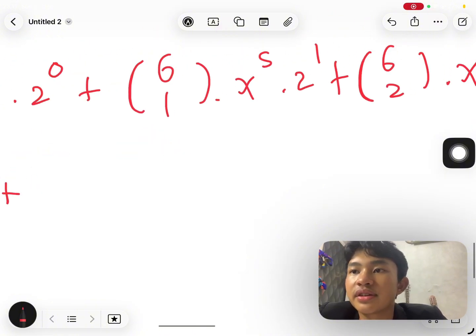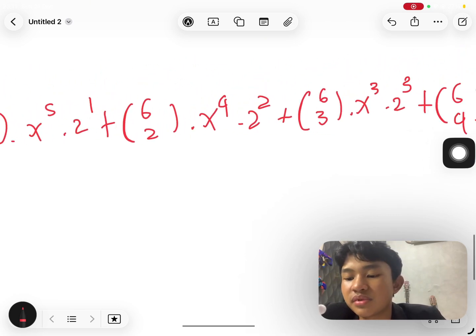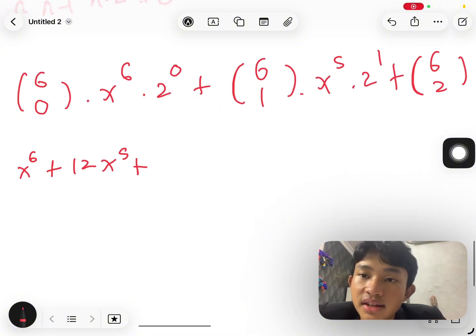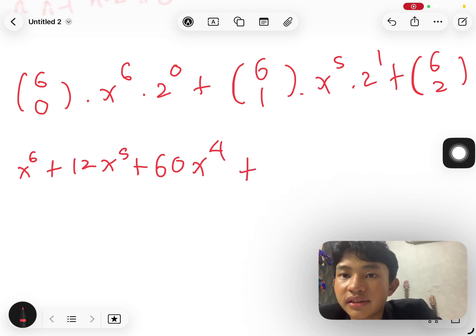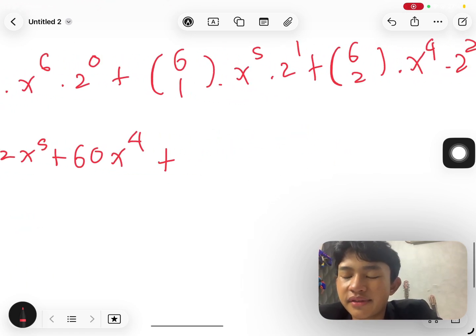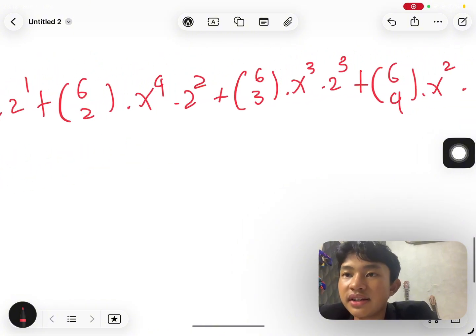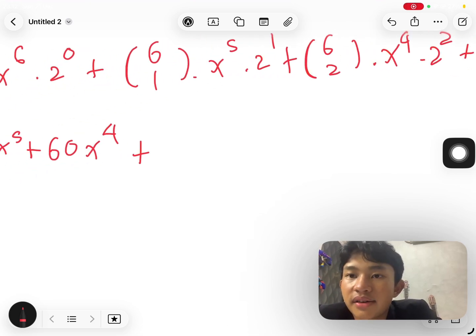For the third term, we have 6 choose 2, it's 15. 15 times 2 to the power of 2, which is 4. So 15 times 4 is 60. So we have 60 x to the power of 4. And then on the fourth term, we have 6 choose 3, which is 20, and 20 times 2 to the power of 3, which is 8. So we have 160 times x to the power of 3.